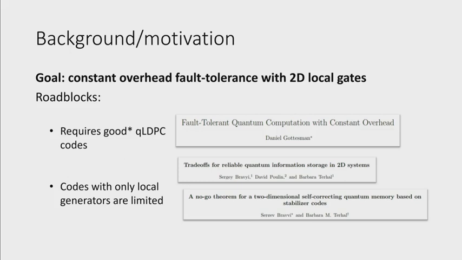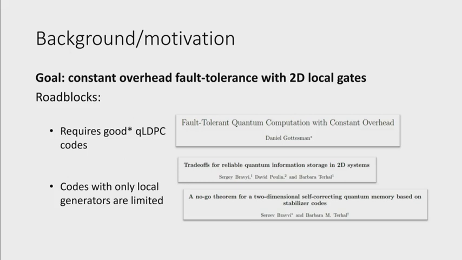So the goal we are considering, and a very lofty goal it is, is we want constant overhead fault tolerance with 2D local gates. And there have been a number of nice talks this week that aim to address this. However, there are a number of problems that need to be addressed to actually solve this. The first one being that to get constant overhead, we need good codes, and I have the asterisk there because we don't necessarily need good in the sense of linear rate, linear distance, but we do certainly need codes with better parameters than the surface code. And the reason for that is surface codes, or codes with only generators that are local, have limited code parameters.